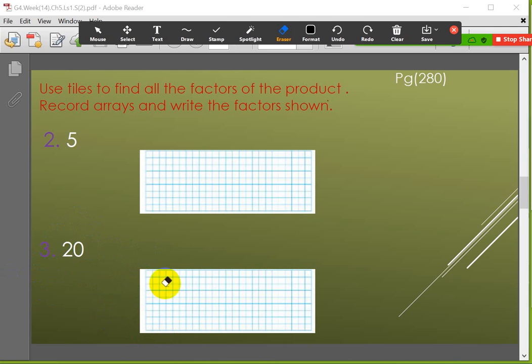Now I want to do number 5. Use tiles to find all the factors of the product. Record arrays and write the factors shown. So the first number is 5. What are the factors of 5 without the model? What are the factors of 5?